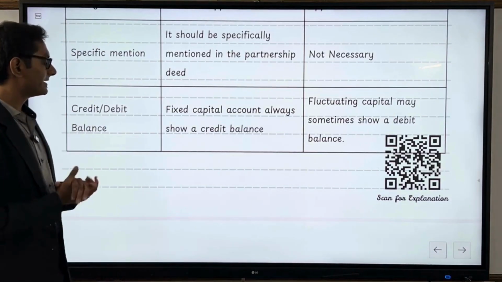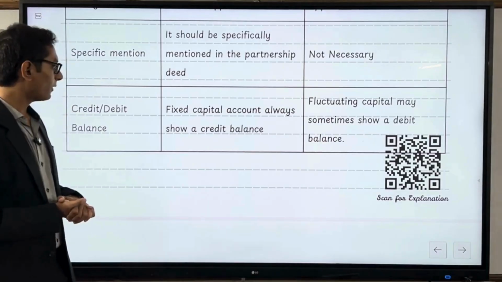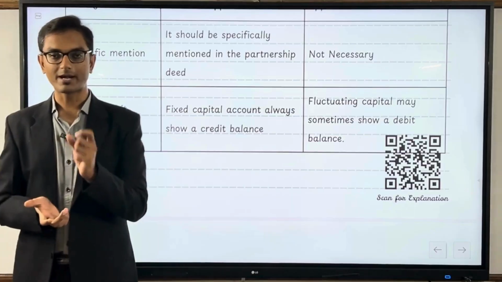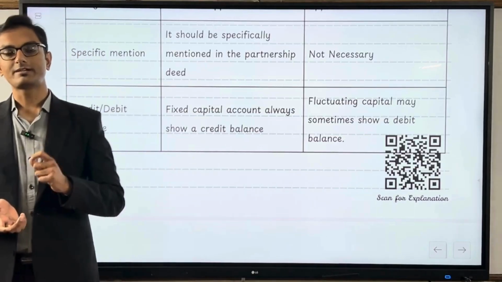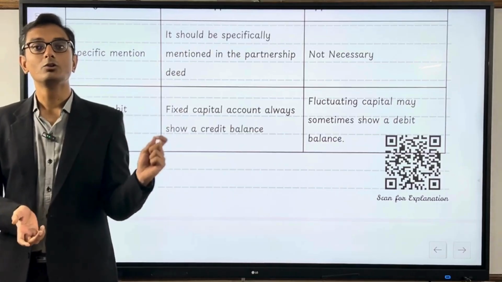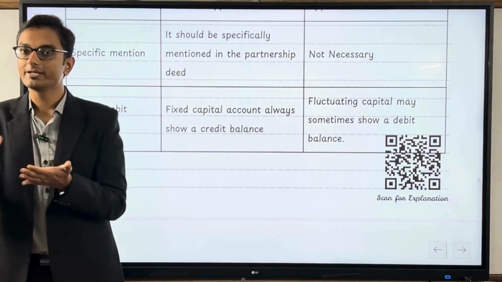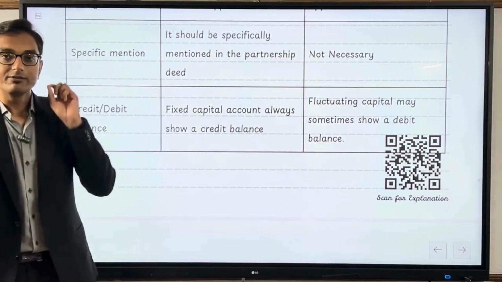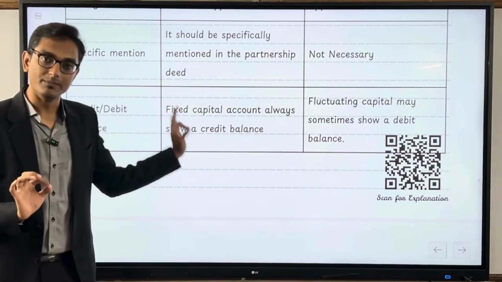Credit balance and debit balance. Fixed capital account always shows a credit balance. What will happen in fixed capital? The partners will have a credit balance. Whenever partners have started their business, cash account or bank account is debited and partners' capital account is credited. So it will remain credit and remain unaltered, there will be no changes in it. It will always have a credit balance.